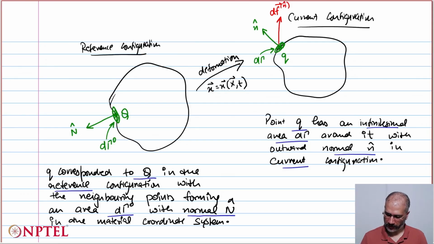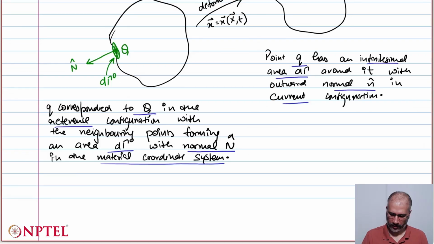So in the reference configuration, they had an outward normal capital N hat, which was expressed in the material coordinate system. That is because we prefer to express quantities in the reference configuration using the material coordinate system. So we'll write our N hat as N_A I_A hat.